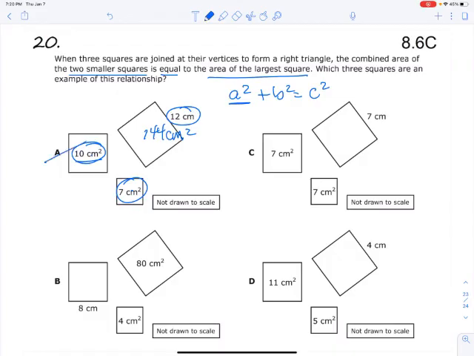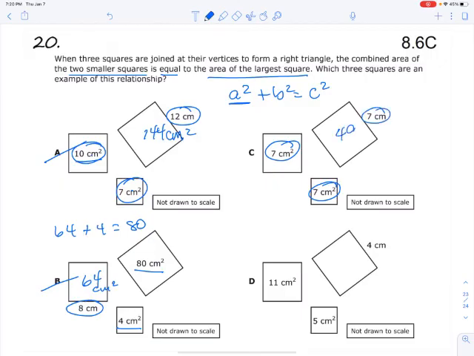Okay, so then we go to B. Well, this 8, it's not an area, so we do 8 times 8 to get 64. That would be centimeters squared. The 4 centimeters is an area, and the 80 is already an area. So this one is 64 plus 4 is equal to 80. Is that correct? No, it's not. Okay, C, well, this 7 centimeters squared is an area. This 7 centimeters squared is an area, but this 7 is not. So we square it. 7 times 7 is 49. So this one would be 7 plus 7 equals 49. Is that true? No, it's not. So that means D must be the right answer.